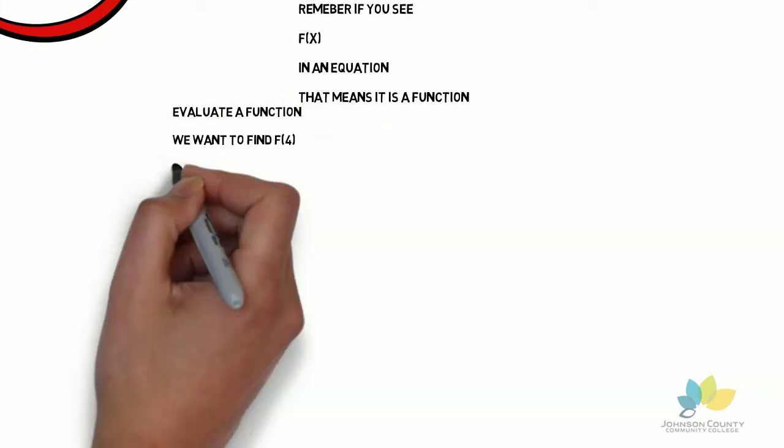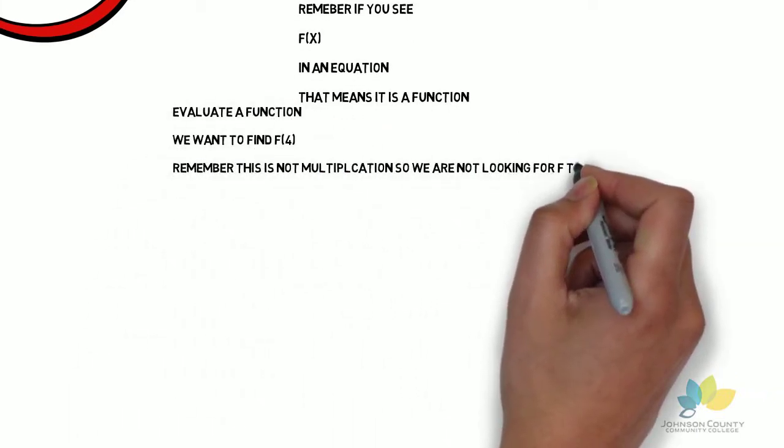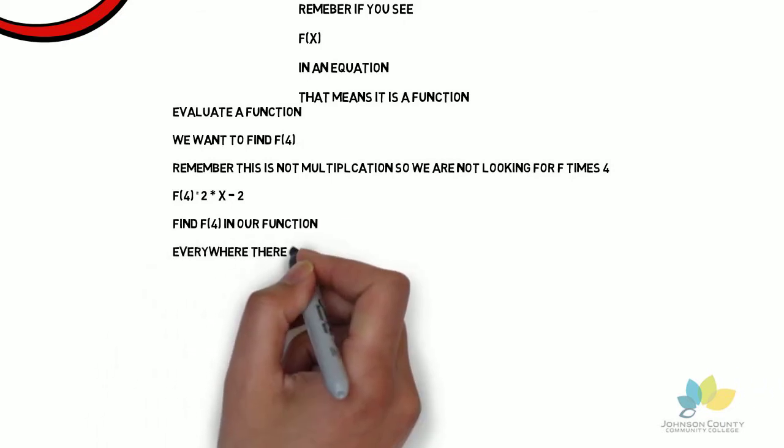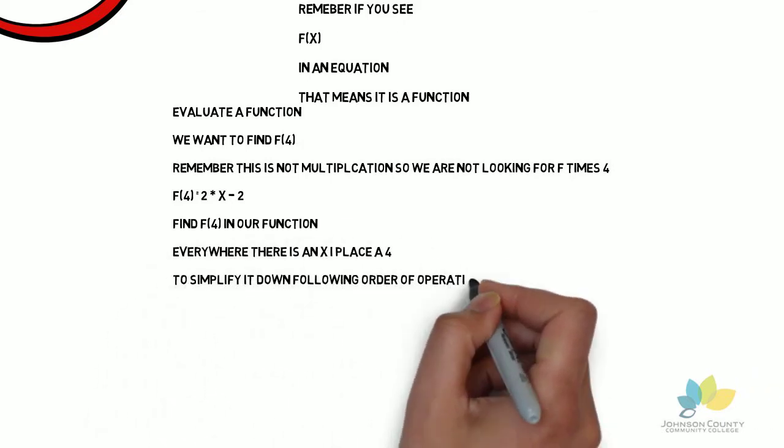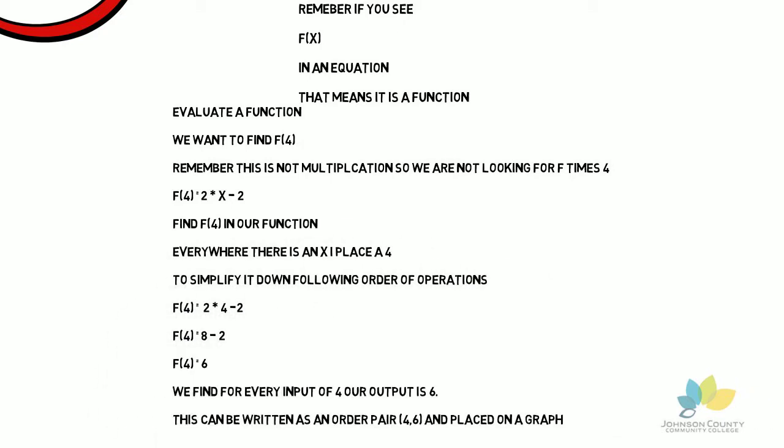Now let's evaluate a function. We want to find f of 4. Remember, it's not multiplication, so we're not looking for f times 4. Our formula is f of x equals 2 times x minus 2. To find f of 4 in our function, everywhere there's an x, I place a 4.